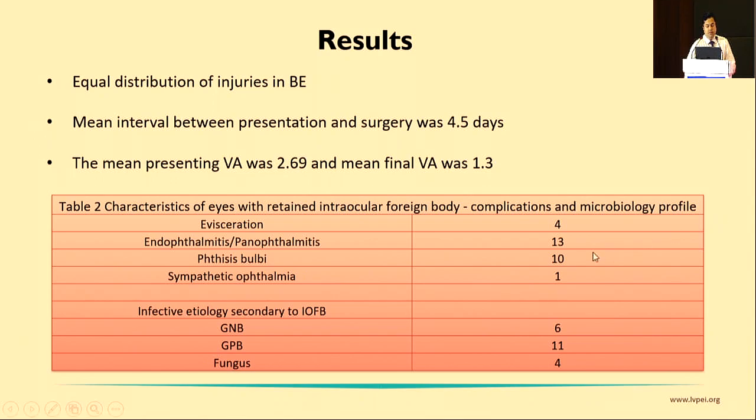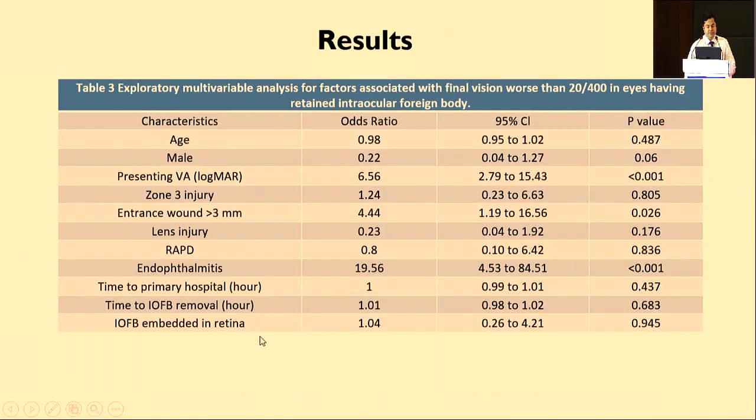Just to understand the complications and microbiological profile, 13 patients developed endophthalmitis or panophthalmitis, out of which 10 went into phthisis bulbi, 4 were eviscerated, and 1 developed sympathetic ophthalmia. If you look at the microbiological profile, 11 patients had infection due to gram-positive bacilli, 4 had fungus, and 6 had gram-negative bacilli. Again, a busy table, just to explain from the multivariate analysis.